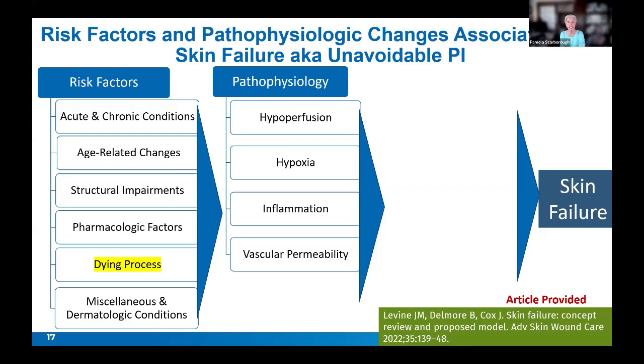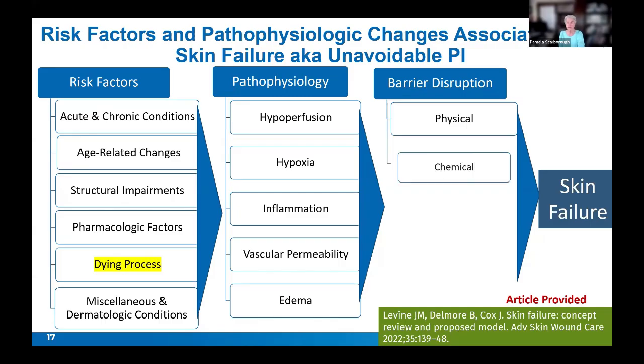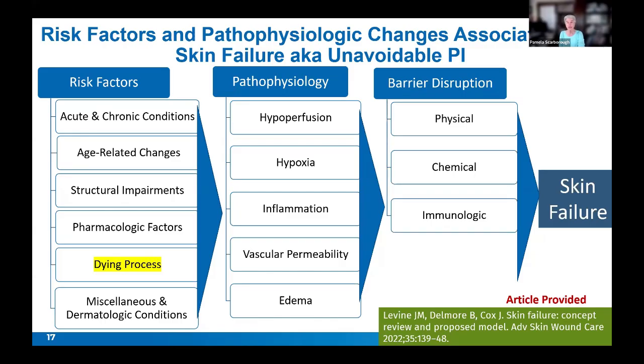When you think about venous leg ulcers and we get skin breakdown, there's no pressure there. Why are we having skin breakdown for venous leg ulcers? It's an inflammatory process. It's a vascular permeability that's causing the skin to be compromised. It has nothing to do with pressure. Skin failure, it's a vascular permeability issue also. Edema is a problem. And then the barrier disruption, it can be a physical barrier, a chemical barrier as they go through these changes.